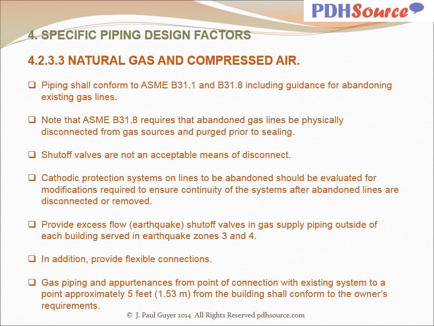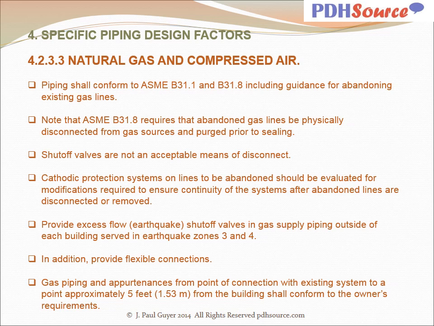For natural gas and compressed air systems, piping shall conform to ASME B31.1 and B31.8, including guidance for abandoning existing gas lines. Note that ASME B31.8 requires that abandoned gas lines be physically disconnected from gas sources and purged prior to sealing. Shut-off valves are not an acceptable means of disconnect. Cathodic protection systems on lines to be abandoned should be evaluated for modifications required to ensure continuity of the systems after abandoned lines are disconnected or removed.